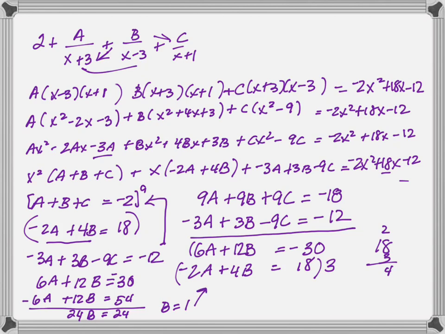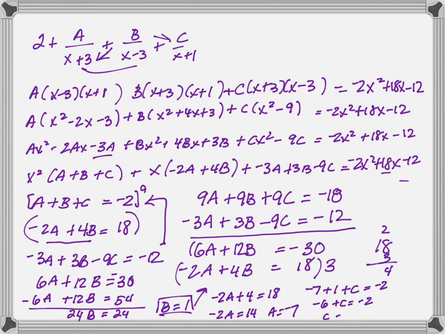And then up here I had, so let me box that in, I had negative 2a plus 4 times b, which is 1, so plus 4 equals 18. So negative 2a equals 14. So a equals negative 7. And let's go to the very top one. A plus b plus c is negative 2. So we have negative 7 plus 1 plus c equals negative 2. So negative 6 plus c equals negative 2. So c is equal to 4.